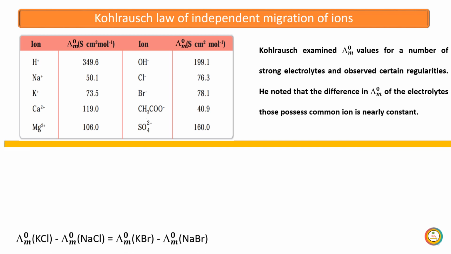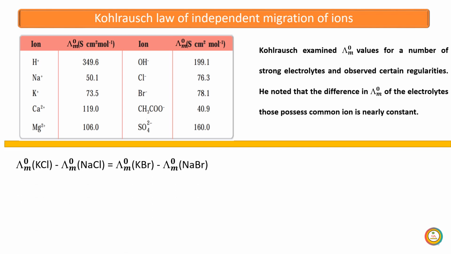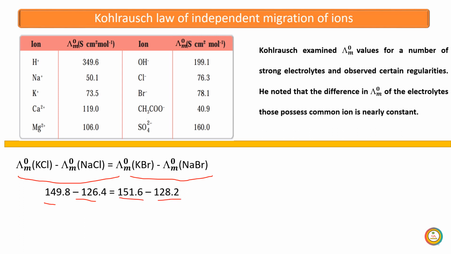Now look at this example. Which one is common? On this side K and Na, on this side also K and Na. So we are going to find out whether the difference of potassium and sodium molar conductivity at infinite dilution for different electrolytes is constant or not. With the help of the table, we put in the values for KCl, NaCl, KBr and NaBr. By solving this, we obtain that the value of the LHS and RHS is the same: 23.4 equals 23.4.